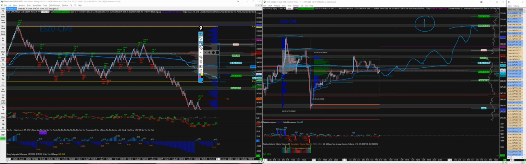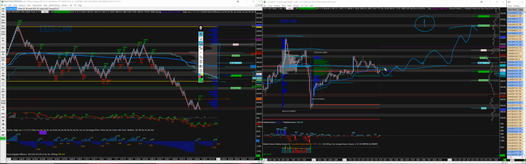Scenario 2. This will give us a range of around, the overnight mid is at 83. Around, what was that? 30 something points.